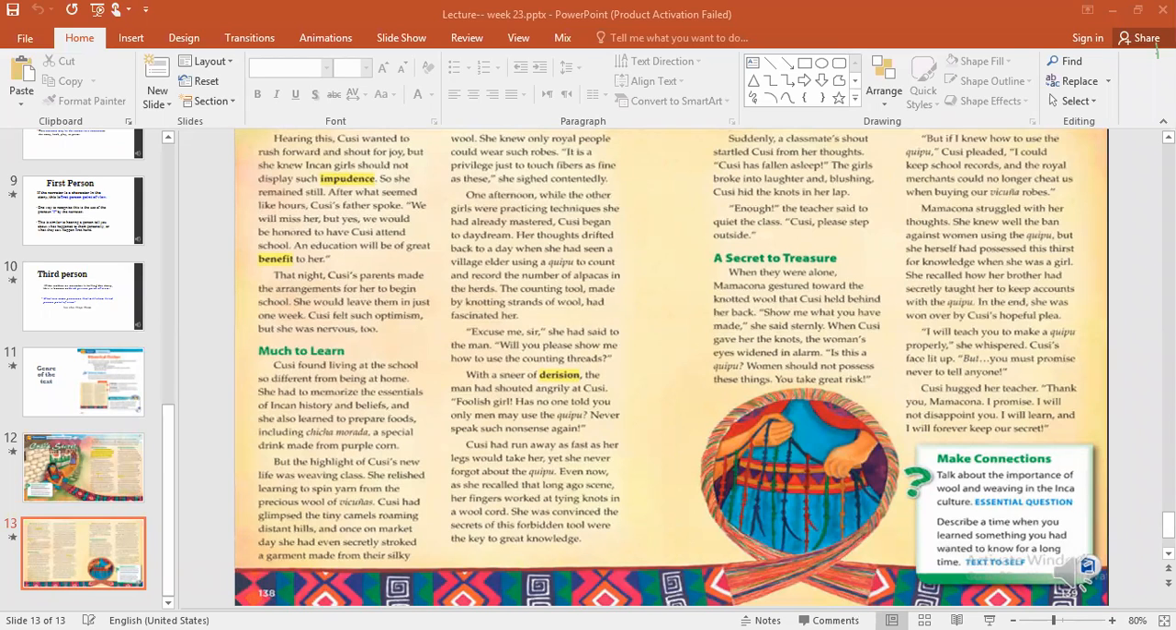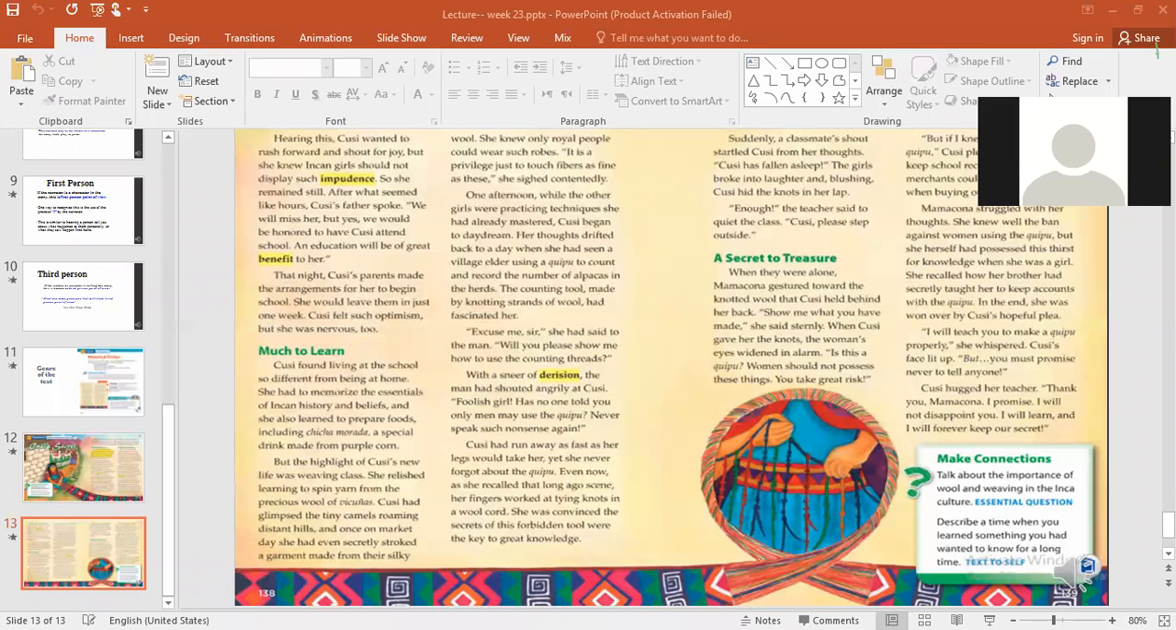Miss, nobody knows. They told you this is a drink. The highlight of Kuzi's new life was weaving class. She relished learning to spin yarn from the wool of the tiny camels roaming distant hills, and once on market day, she had even secretly stroked a garment made from their silky wool. She knew only royal people could wear such robes. So she started her school with, of course, weaving and learning how to weave more and more.